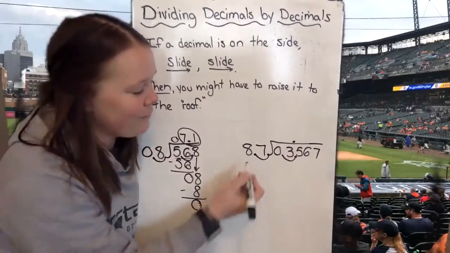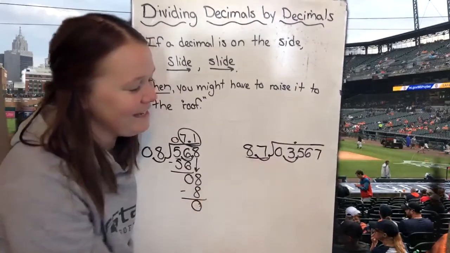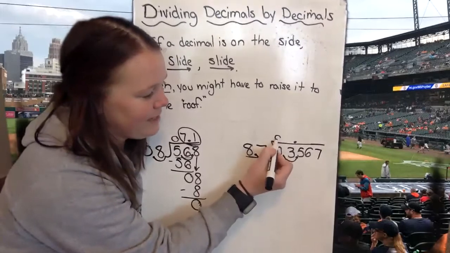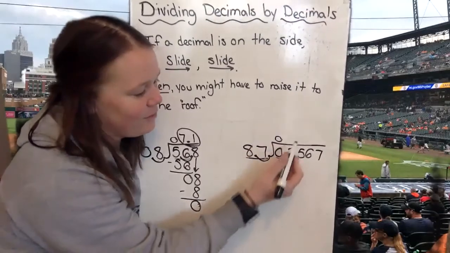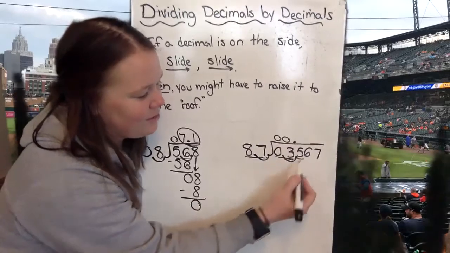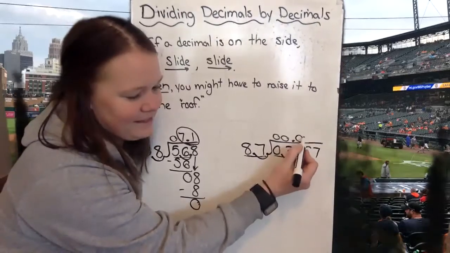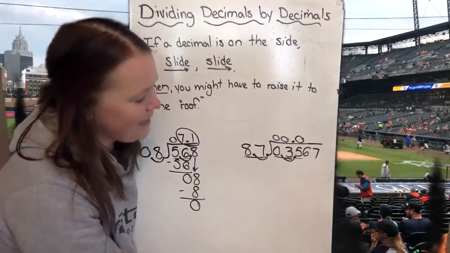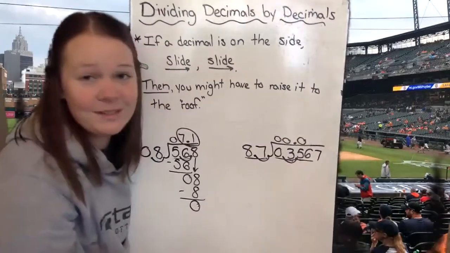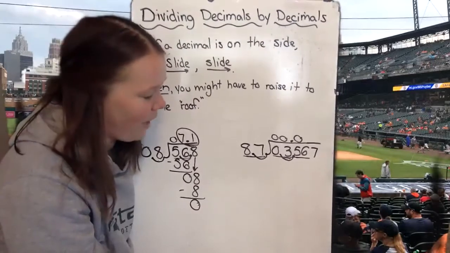Okay, what makes this tougher is we've got a 2-digit number here, so it's 87. So you got to ask yourself, how many times can 87 go into 0? Well, it can't. How many times can 87 go into 3? Well, it can't. How many times can 87 go into 35? Well, it can't. Oh boy. How many times can 87 go into 356? Well, we know it's going to happen. We just got to figure out how many times.